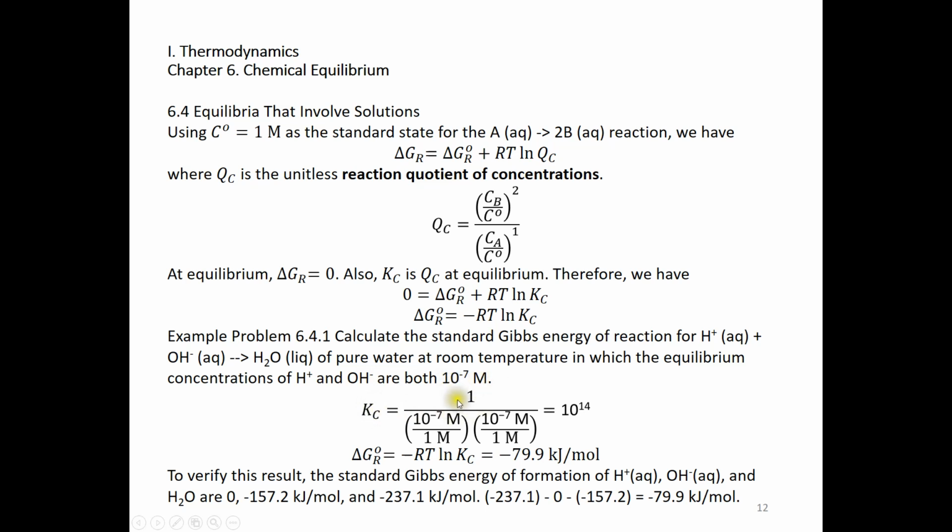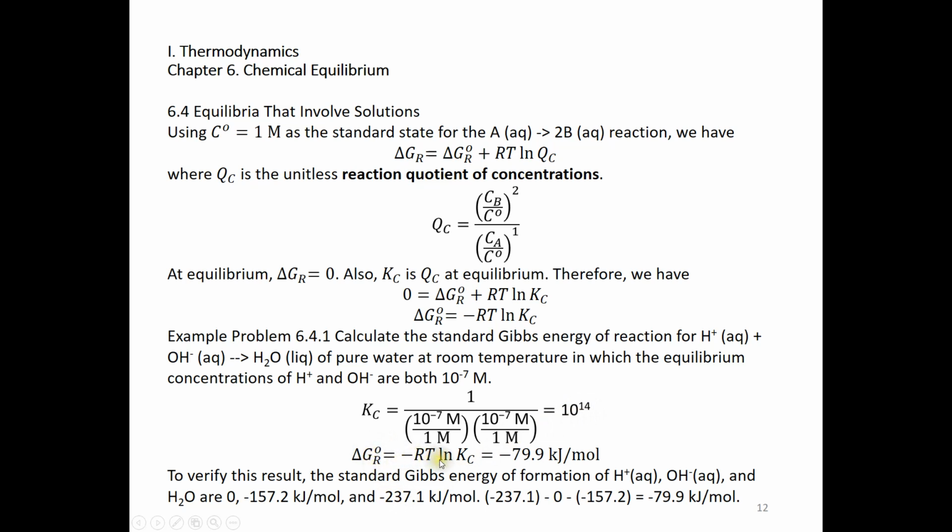So K sub C is, again, products always on top, reactants on the bottom. And you can see I was dividing those concentrations by 1 molar. It's just because on the bottom we need to have the relative concentration. We use 1 molar as the standard state. So the relative concentration over here is 10 to the power of negative 7 molar over 1 molar. Water is a pure liquid. Whenever you have a pure liquid or pure solid, the standard state is its mole fraction, and the mole fraction of a pure liquid or solid is simply 1. So that's why I put 1 on top, and then we do the numerical calculation. We have 10 to the power of 14.